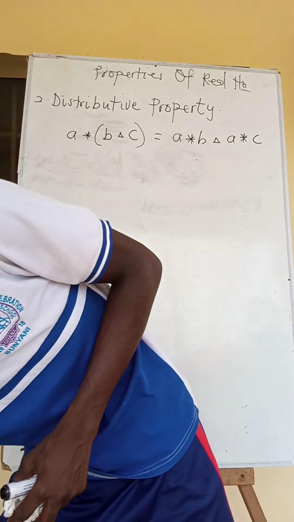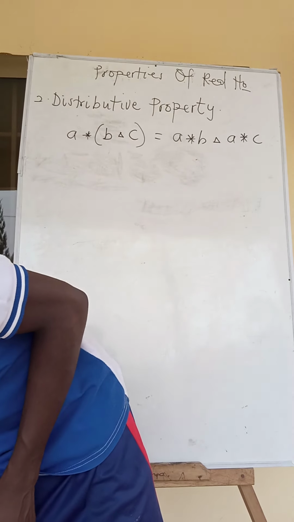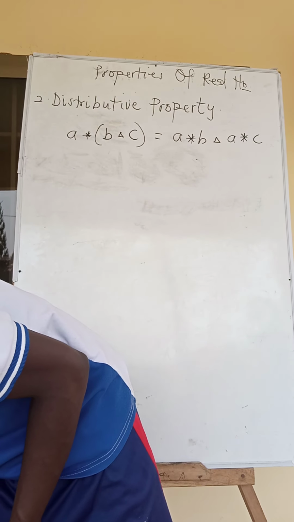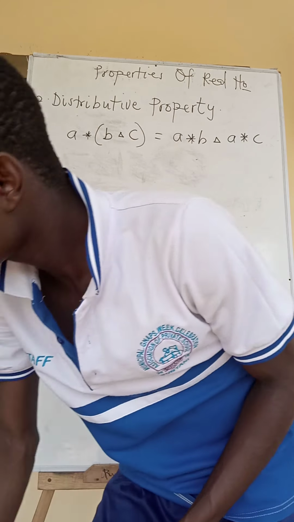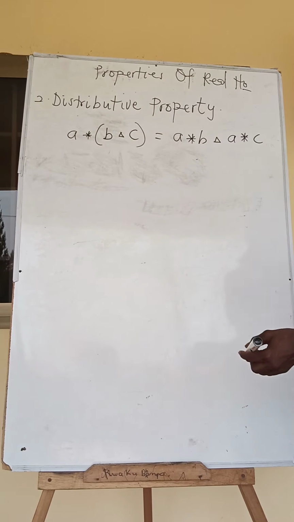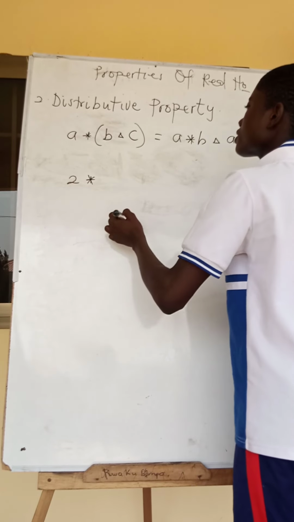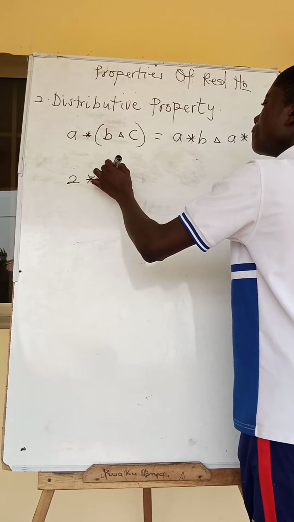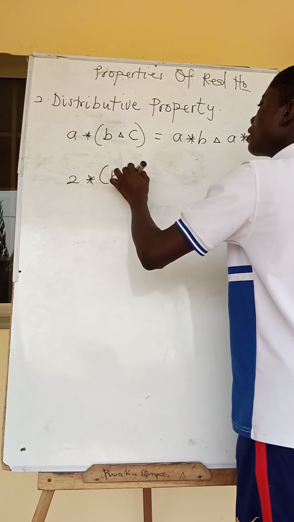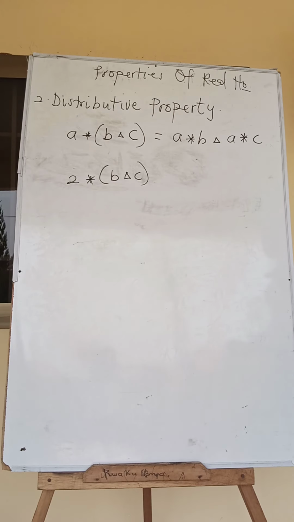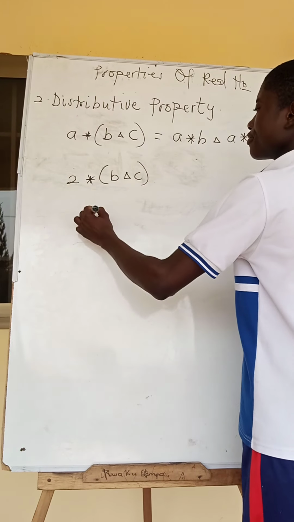Let's see an example. Let's take this one to see whether it is distributive. So 2 operation (B operation C). You are going to see whether it is distributive or not.